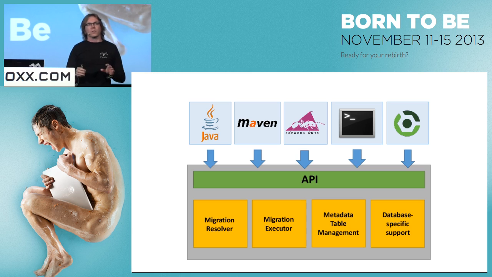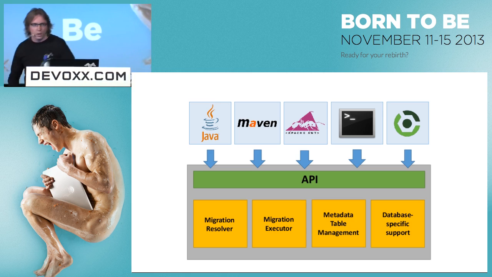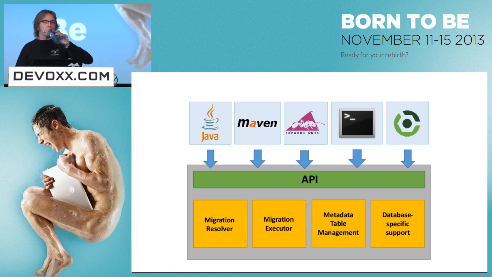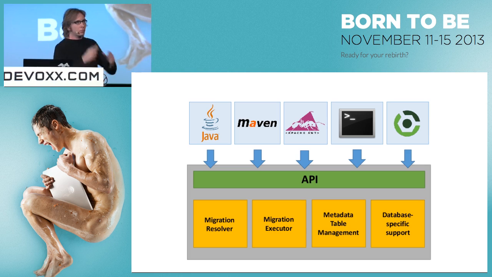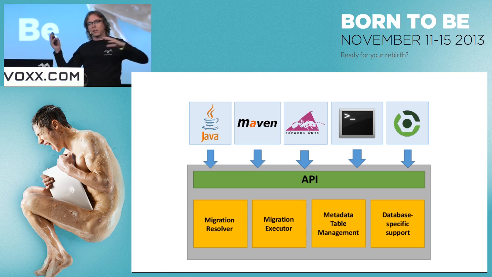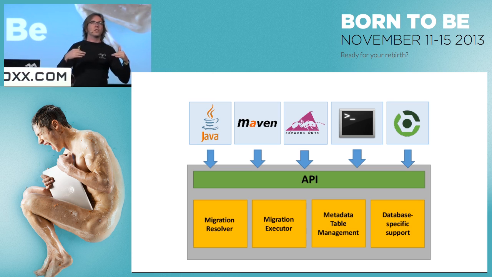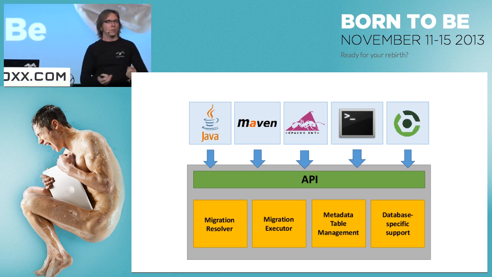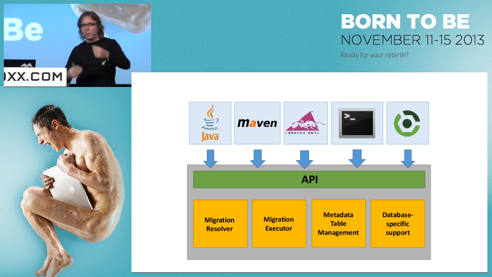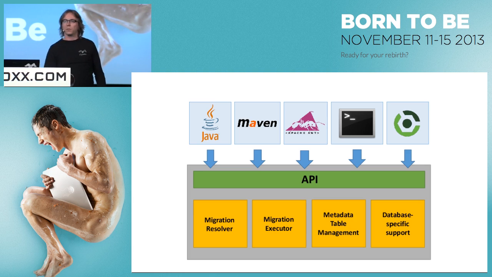So how is it built internally? What does the architecture of Flyway really look like? Well, everything is centered around an API, just with these 6 basic methods and a couple of getters and setters. Behind this API sits a migration resolver. The migration resolver lets you basically look at what you have locally, find all the files that might contain updates, sort them by version, and just basically get a good view of what's available.